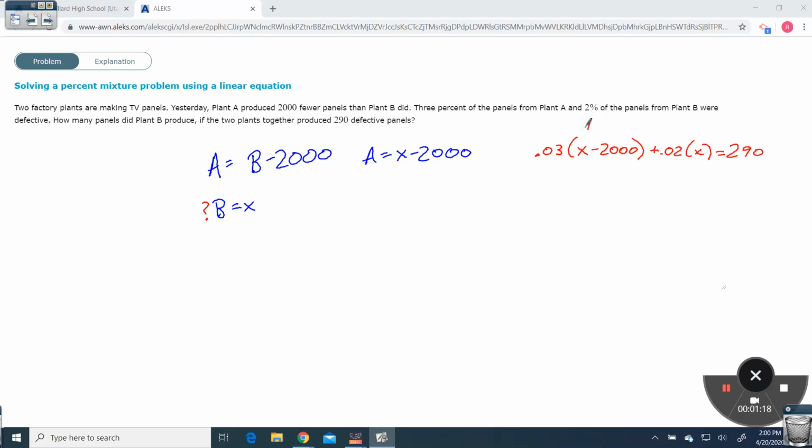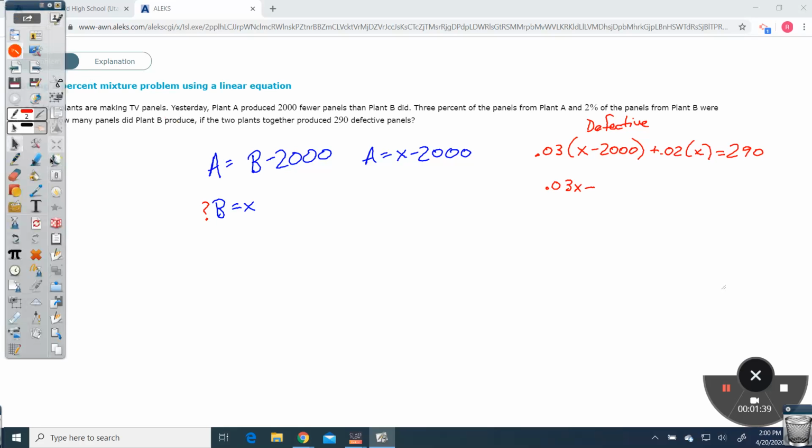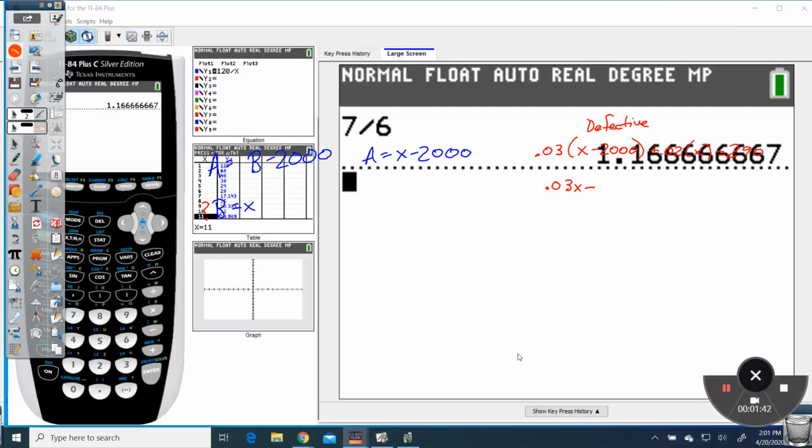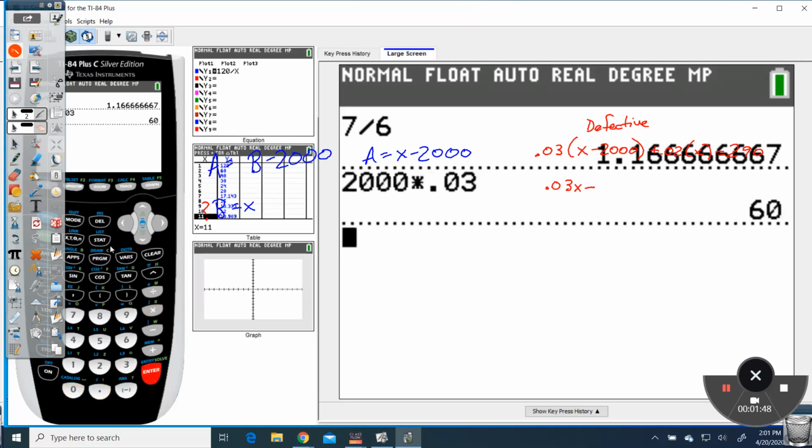So since this is the defective amount, this is plant A, 3% of this amount, and 2% of this amount. So now I can just distribute, and that's 0.03x minus 2,000 times 0.03. So I'm going to go to my calculator. So 2,000 times 0.03, so that's 60.